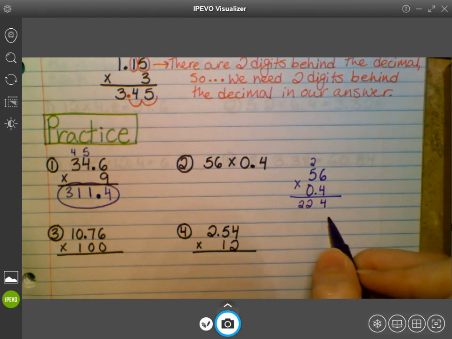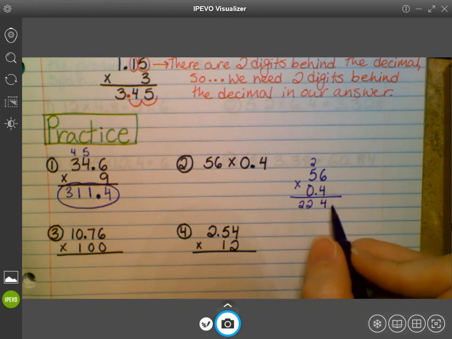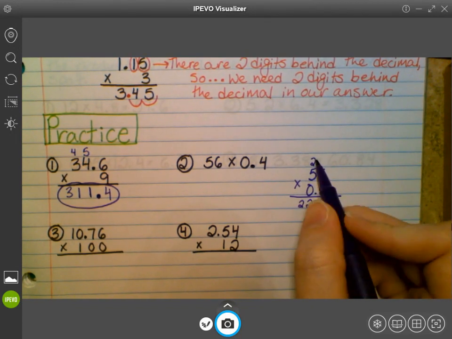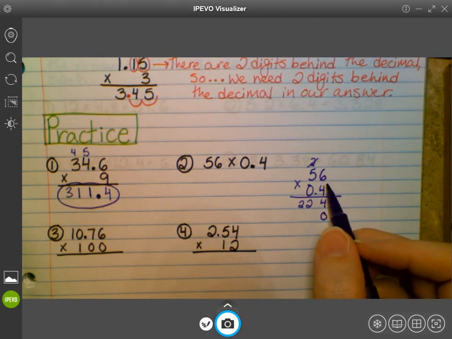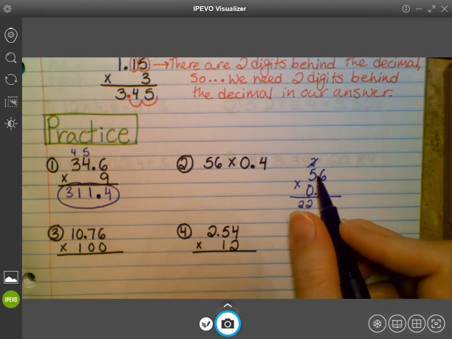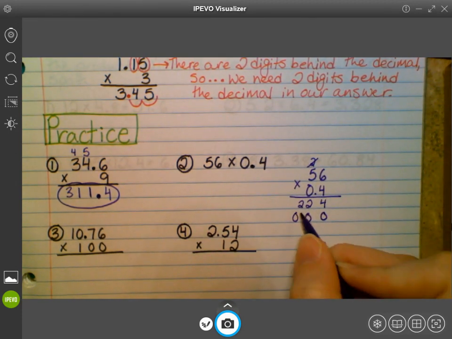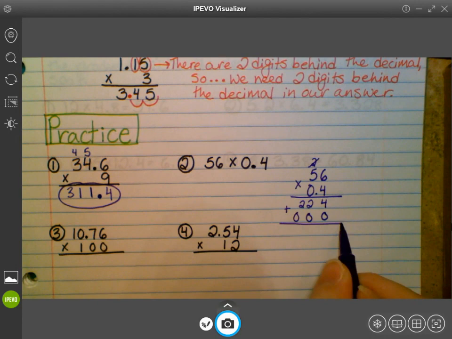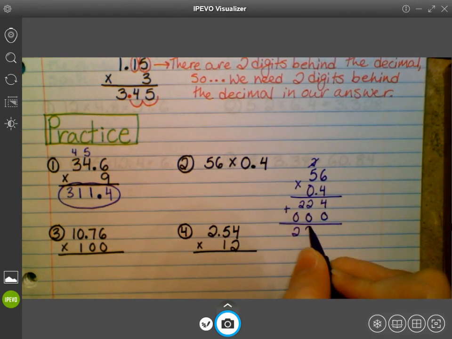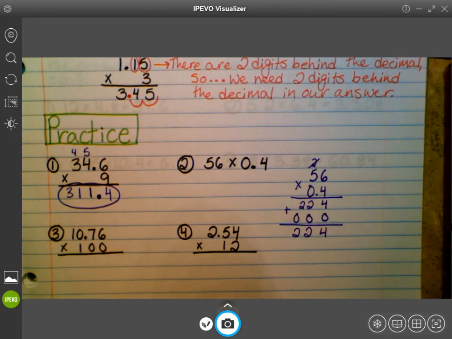Now, what do I need to add here before I move on to the next number? A 0. Exactly. Thank you, Michael. So then I take 0 times 6, which is 0, and 0 times 5, which is 0. Then I have to add them together. So I end up with 2, 2, 4, right?